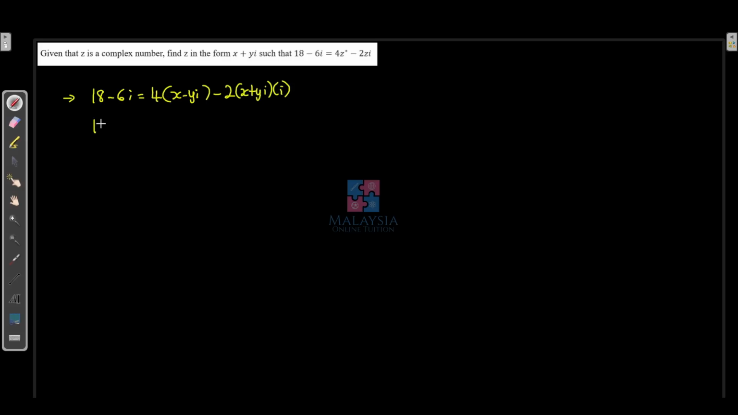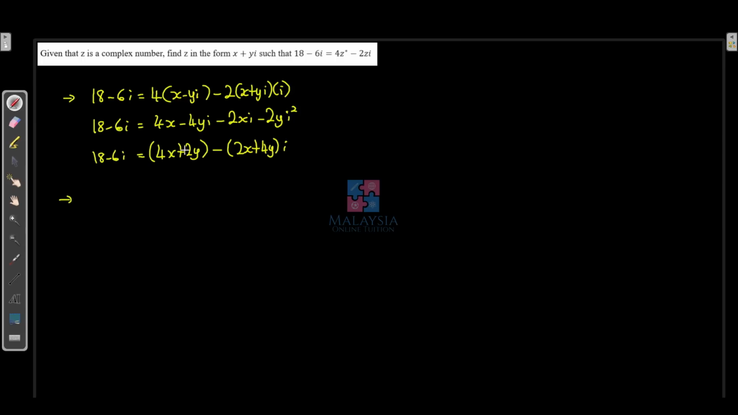Okay, so then expanding on the right hand side, we get 4x minus 4yi minus, okay, x times i is xi, so minus 2xi, and then negative 2yi squared. So negative 2yi squared is going to be positive 2y, so we can group the real parts together, so 4x plus 2y. And then for the imaginary parts, we can say minus, and then (2x plus 4y), we put the i behind, like that, okay? And then 18 minus 6i on the left-hand side.